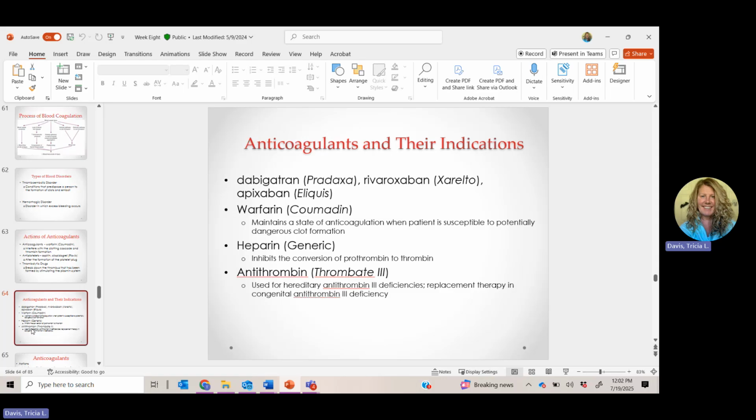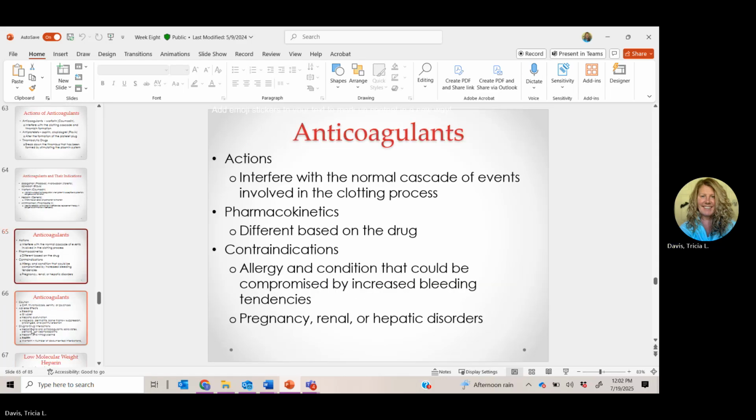Heparin is a medication that we can give that inhibits the conversion of prothrombin to thrombin. And then we can give antithrombin medications, which are used for different hereditary antithrombin conditions. You don't need to know that antithrombin for your exam. The other ones, yes. All right, so how do anticoagulants work? They interfere with that normal cascade of events in the clotting process. How do they work? Very different based upon different medications, okay?